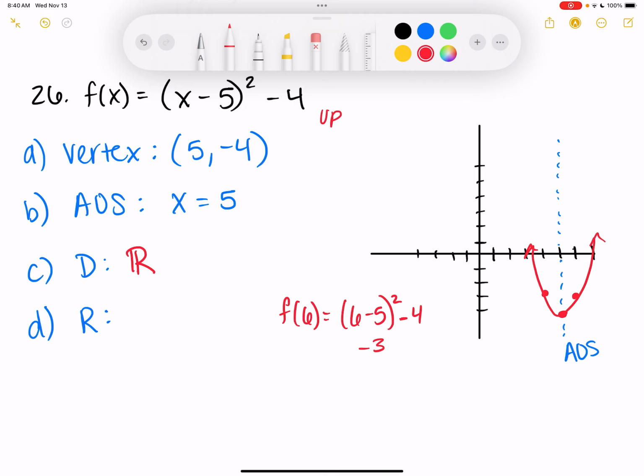Range is the y values that it takes on, okay? So in general, of the parent function, it is from 0 to infinity. But this one has been shifted down to -4. So it takes on all y values from -4 all the way up. So we write this including -4 to infinity like that. And that's how we do that. Any questions on that one?